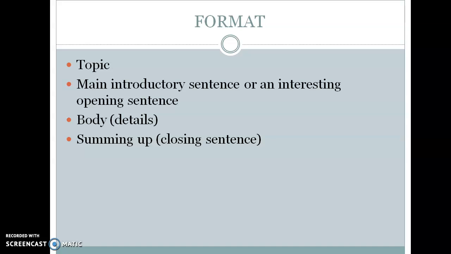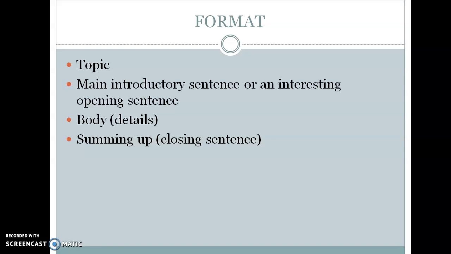Now what is the format of descriptive writing? As such, there is no hard and fast format, but the main thing is that you have to write the topic or the title on the top, and then you will begin with a main introductory sentence or an interesting opening sentence. Basically, descriptive paragraph means one paragraph only. You don't have to write 2-3 paragraphs. It is not an article, not a story writing thing.